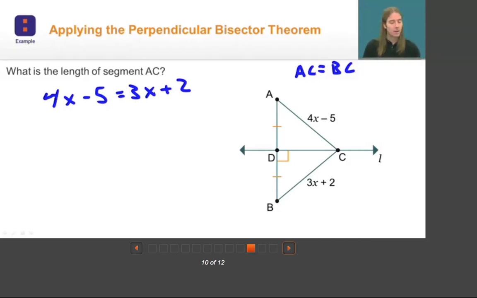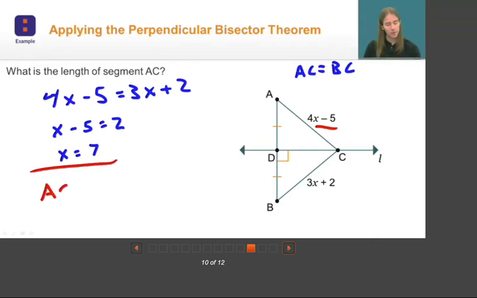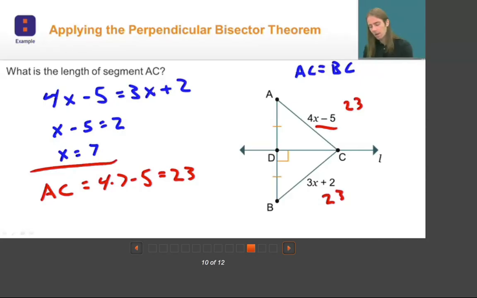And I'll start by subtracting 3x from both sides, and that gives me that x minus 5 is equal to just 2. Now I can add 5 to both sides, and I get that x is equal to 7. At this point, I can substitute 7 in for my expression for AC. And when I do that, I learn that AC is equal to 4 times 7 minus 5, and that's 28 minus 5, which equals 23. So I know now that AC must be 23 units. And furthermore, since AC has the same length as BC, I know that BC must also be 23 units.